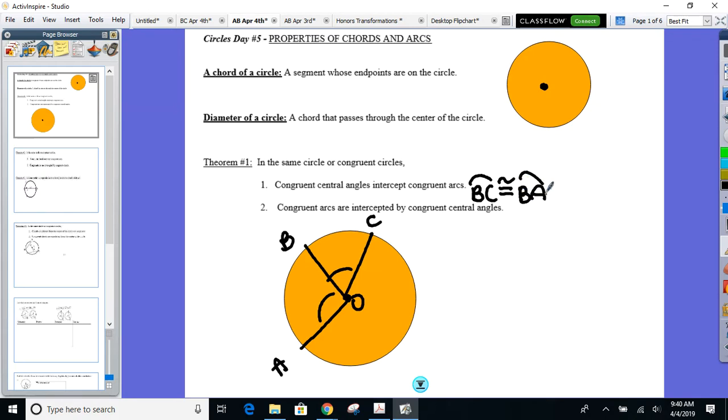Does everyone understand that first theorem? If the central angles are congruent, so are the arcs. And we can go in reverse: if the arcs are congruent, so are the central angles. Everyone good on that first theorem? Any issues? We'll hopefully use that in a proof tomorrow. Next one.